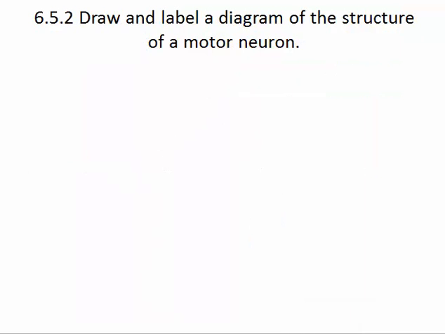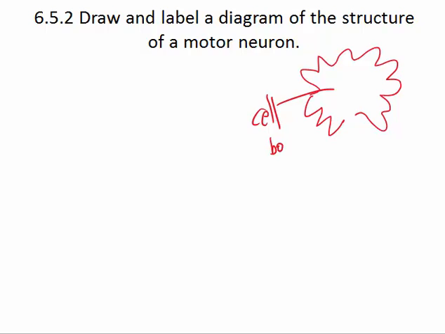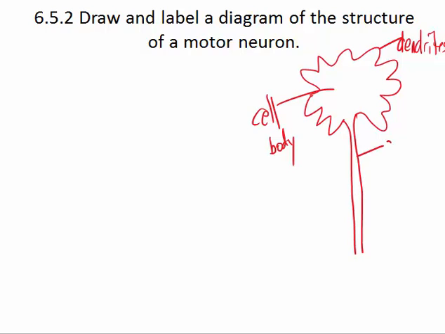The next assessment statement, 6.5.2, says, draw and label a diagram of the structure of a motor neuron. So we'll draw the general structure of a nerve cell, which looks something like this. And this is called the cell body. And these projections are called dendrites, and they're receiving a signal either from a stimulus or from another nerve cell. And it has a long body on it, and that's called the axon.